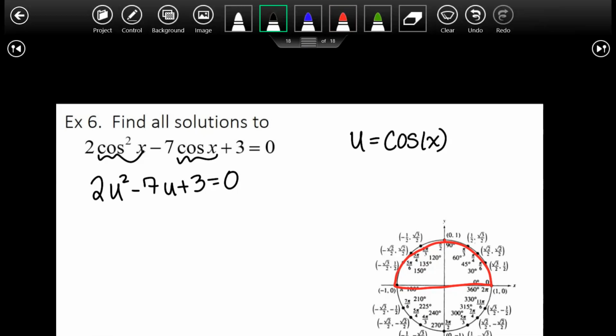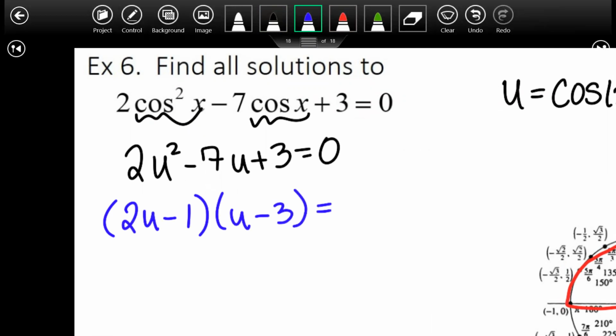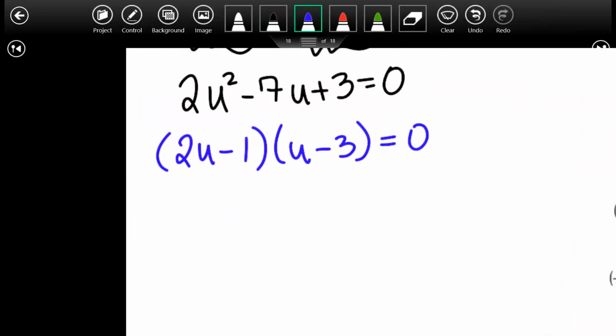Does this follow the exact same one for the do now? So can you automatically tell me what the factors are? This is from the do now here. Give me the factors. 2x minus 1. What was the other one? So these are the factors. These are very similar to what we've been doing. And we're still going to solve out for u. U is going to be equal to 1/2. And u will be equal to 3.